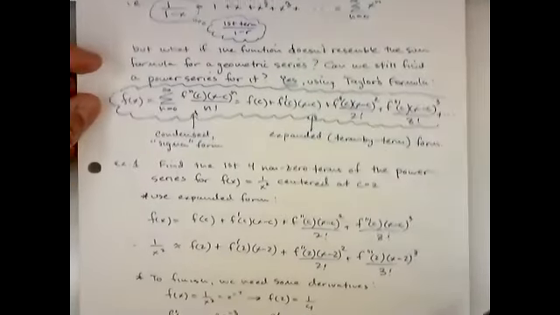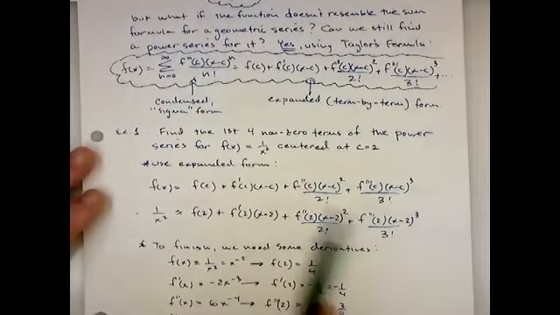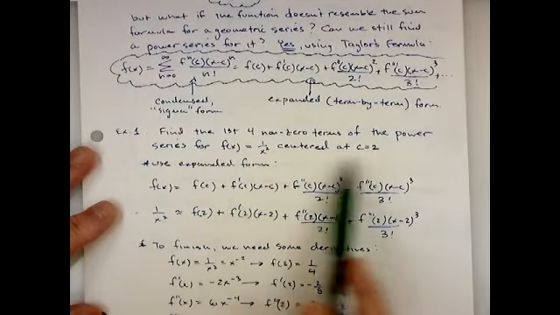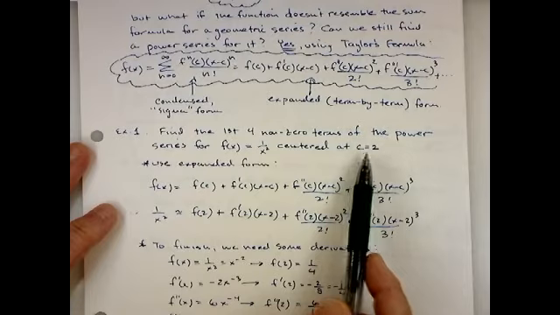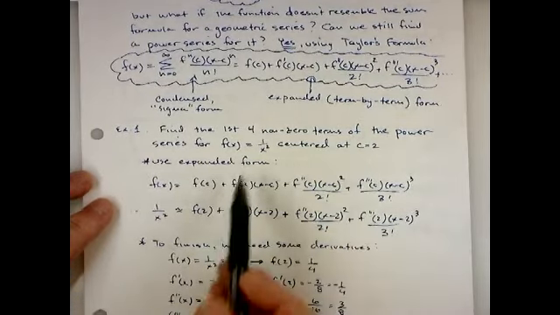So there'll be times when you're going to want just the first few terms, like my first example here. Find the first 4 non-zero terms of the power series for f of x equals 1 over x squared, centered at 2. So we want c to be 2 in this case.